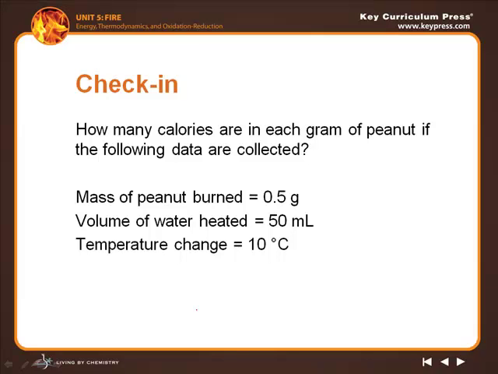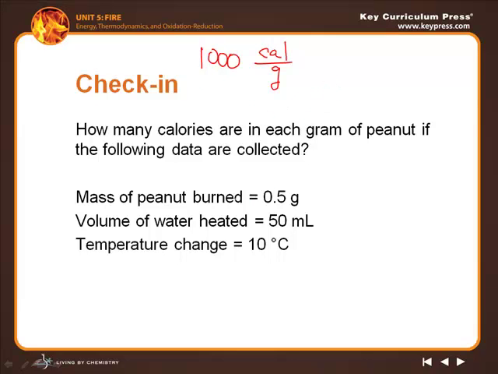All right, let's look at this. Raise your hand if you can tell me what you think for a peanut. How many calories per gram in a peanut? What do we get for calories per gram for Mr. Peanut? Still working on it. You think it's 1,000? Yeah. All right, 1,000 calories per gram.